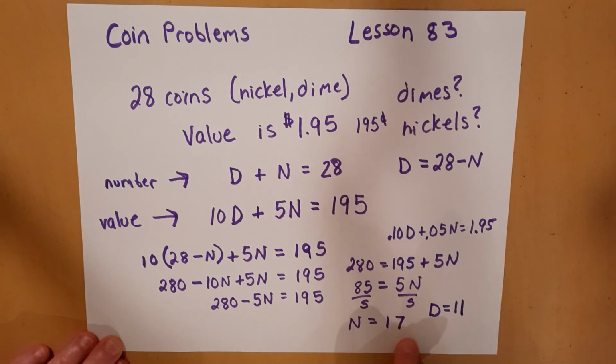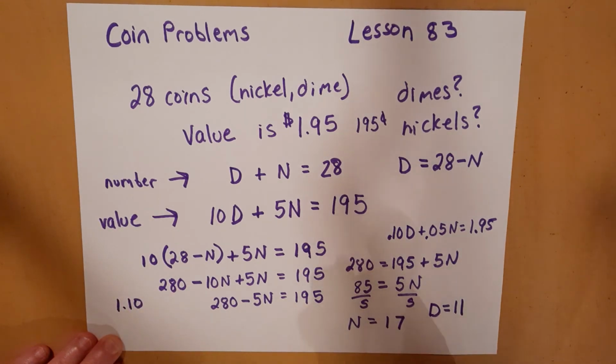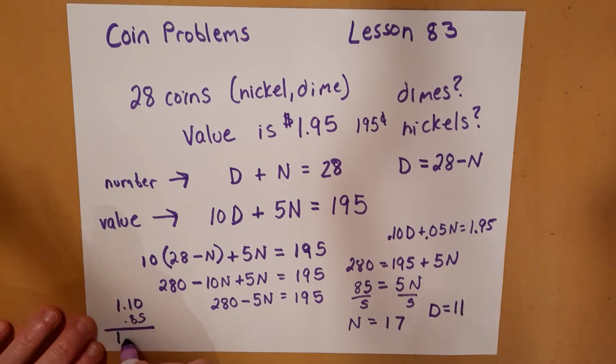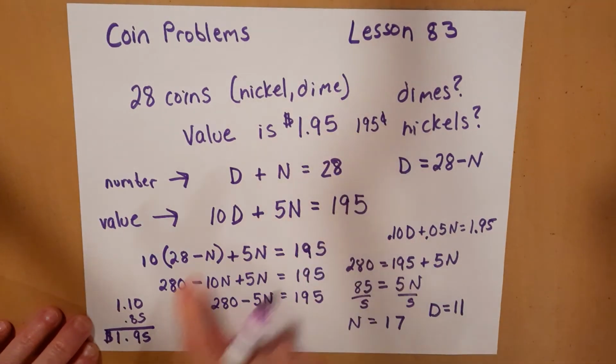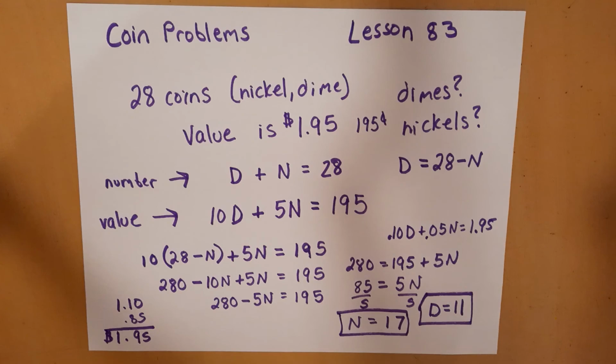And then we can check that to see: 11 dimes would be $1.10, right? And 17 nickels would be 85 cents. And when you add those two together, you get $1.95, which is what they told us our value was going to be. So the answer to this problem is there's 17 nickels and 11 dimes.